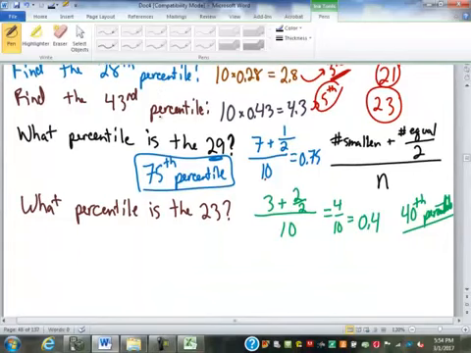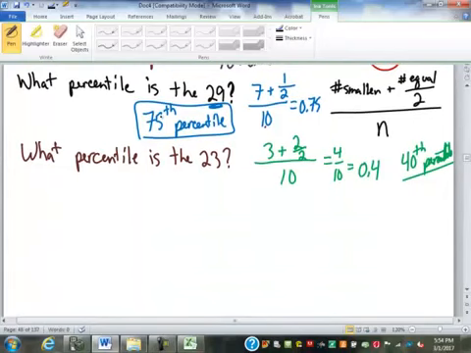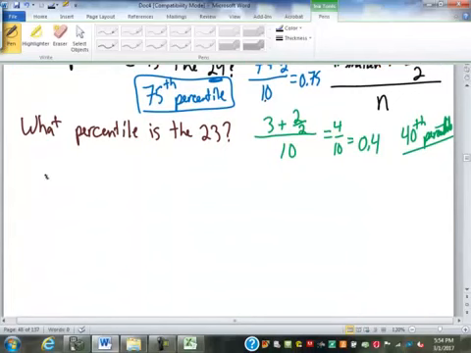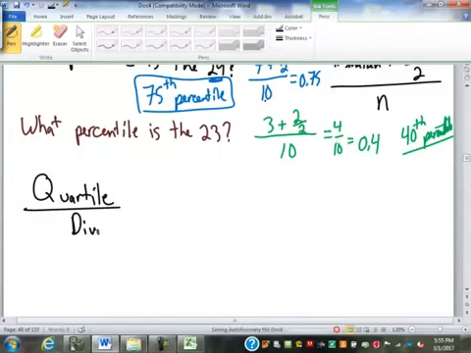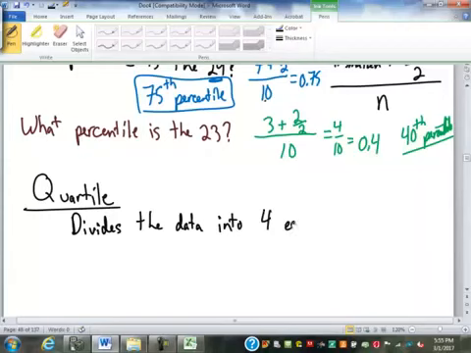Strongly related to the percentile is something called a quartile. A quartile divides the data into 4 equal sections. In other words, each of those 4 sections has the exact same number of data points in it.